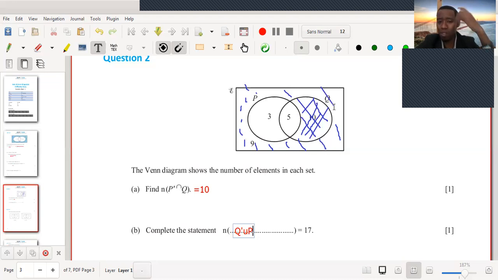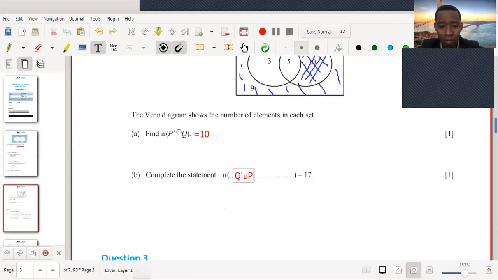Yeah, so it will be this part, and the whole P will be there. Yeah, that's it. Yeah, that's true. Then I'll be having 5, 3, and 9. 5, 3, and 9. Good.